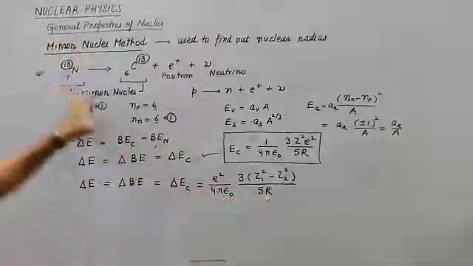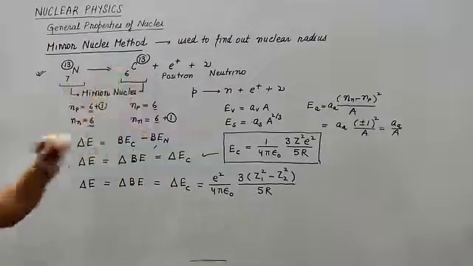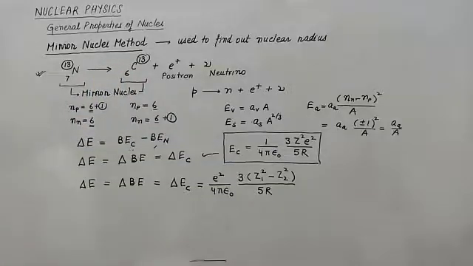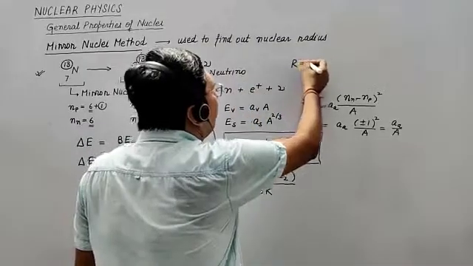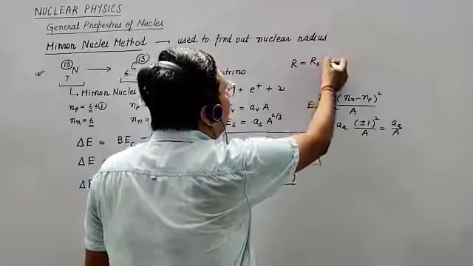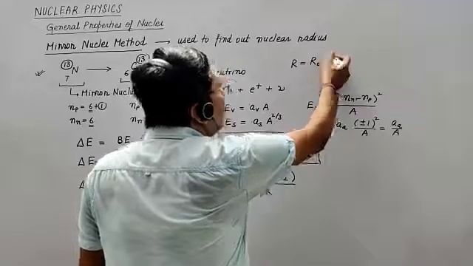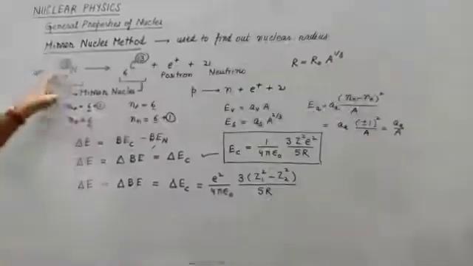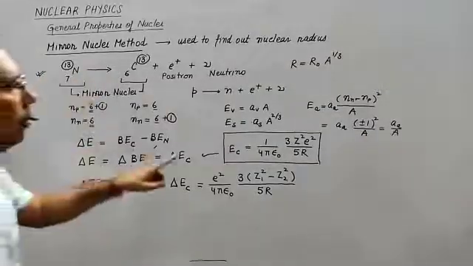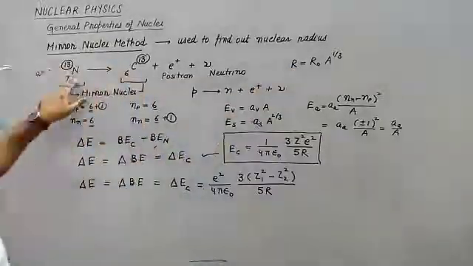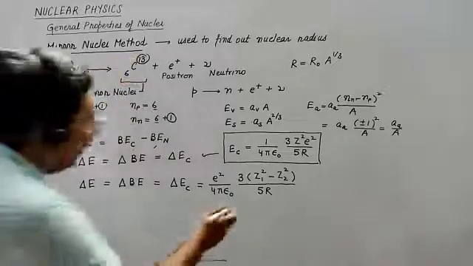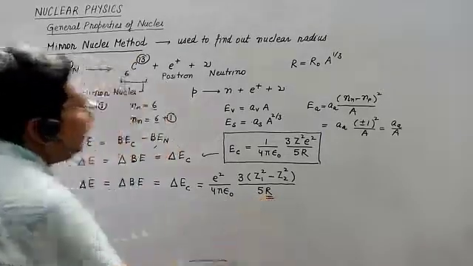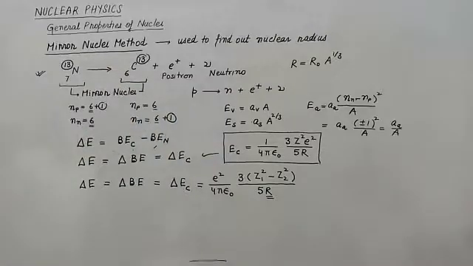Here R is the same for both these nuclei. Can you tell me why this radius will be the same for both these nuclei? Because radius is given by R equal to R naught A to the power 1 by 3. Because the A number is the same for both these nuclei, this R will be the same. So the radius of the nuclei will be the same for this N13 and this C13 nucleus. This is the radius of both these mirror nuclei.